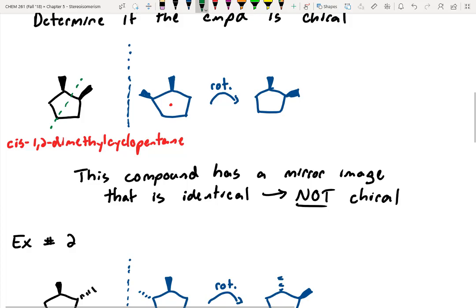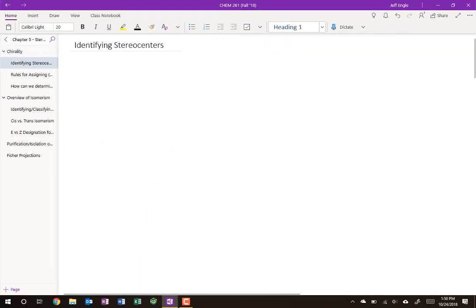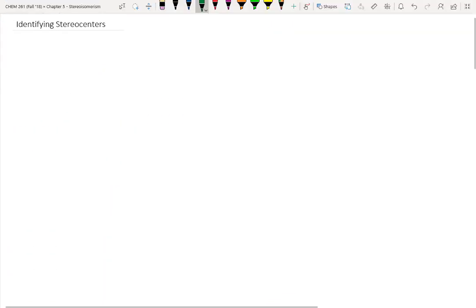All right, so let's talk about one of the most common features that you'll find in chiral compounds, and these are called stereocenters.